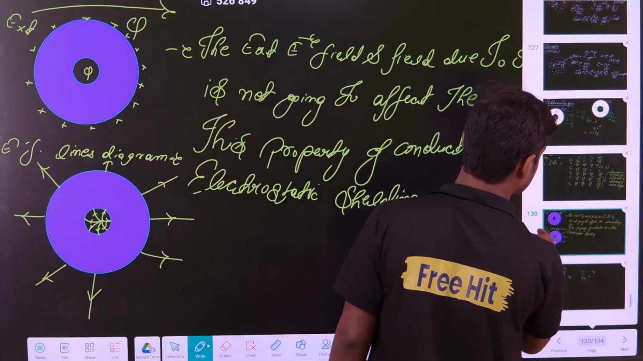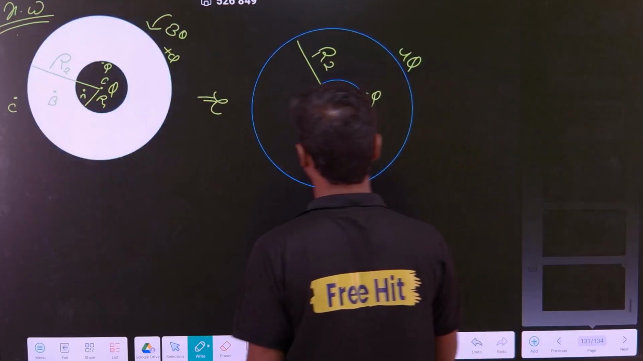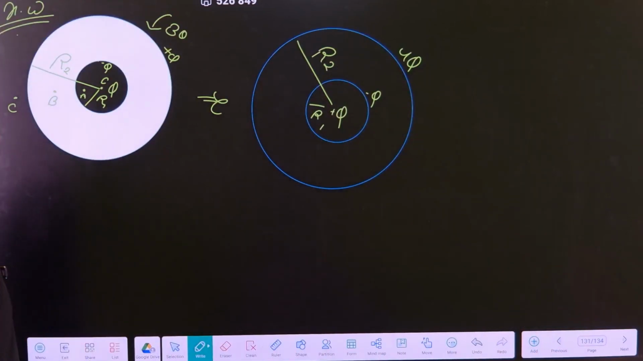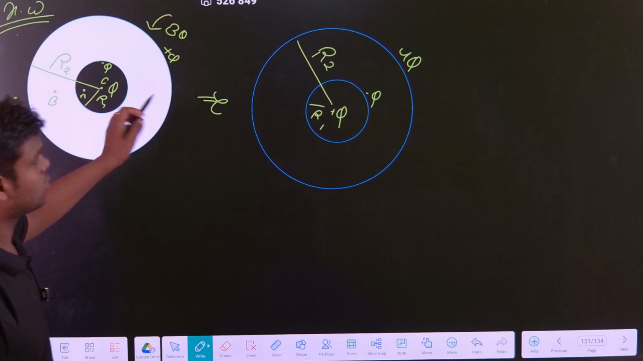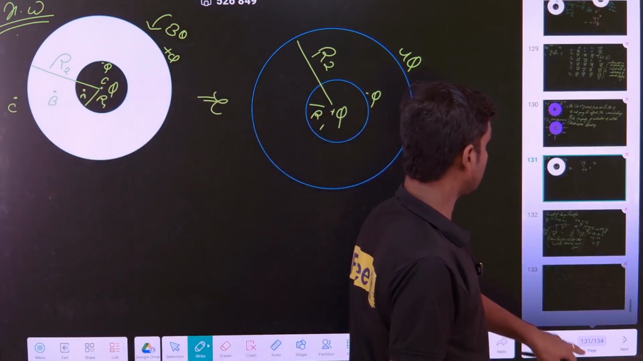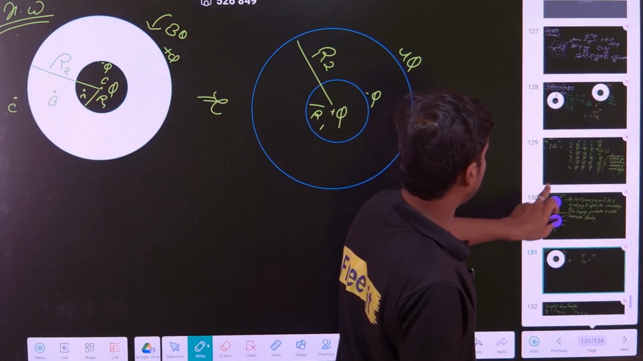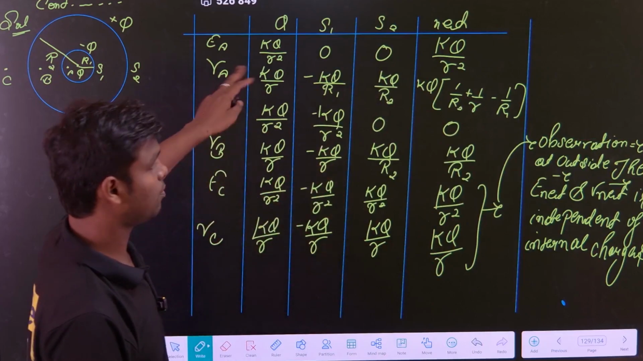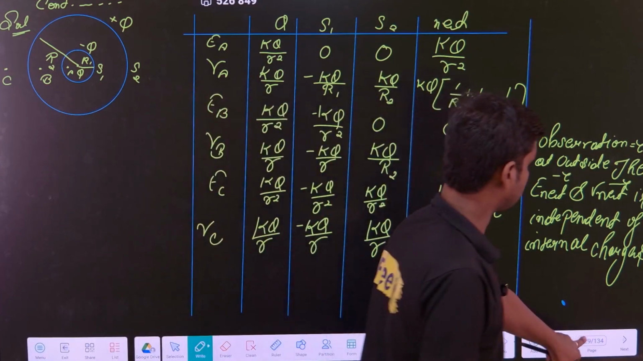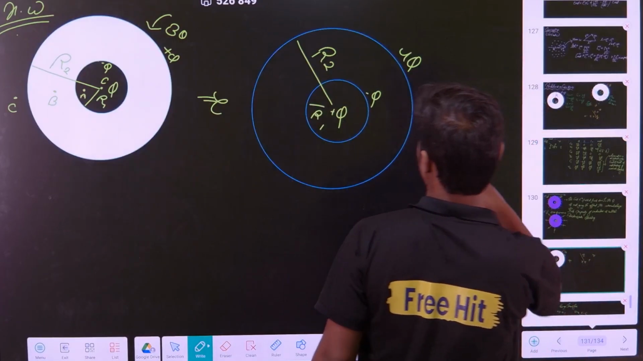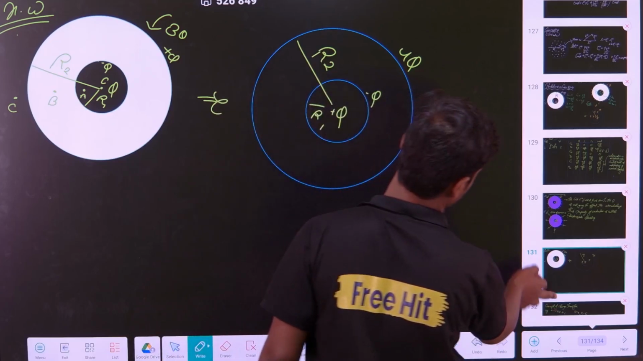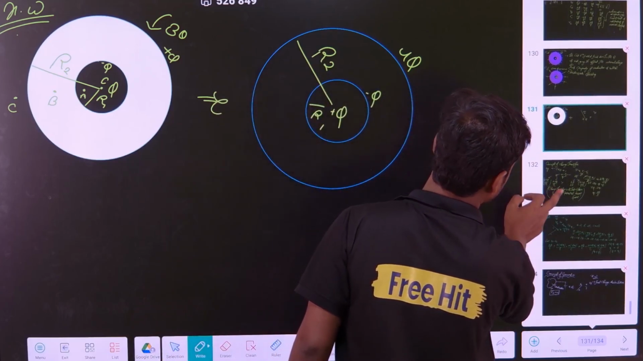Now, I have given one example as homework also. I have given the charges and asked you to make the table like this. You have to write everything for this configuration, and again for this configuration you have to write everything. That is homework for you. Now let's move to the next concept.